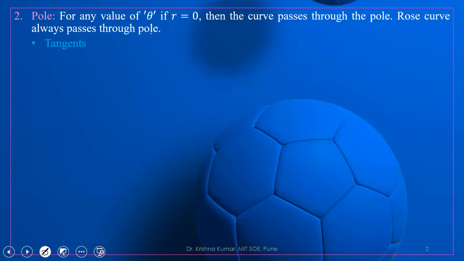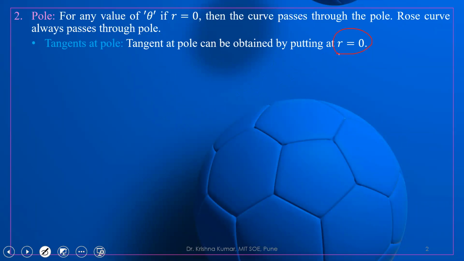It is very important. Tangent at pole, how to find the tangent at pole? The tangent at pole can be obtained by putting r equal to 0. So if you want to find the tangent of r equal to a cos 2 theta, we put r equal to 0. So a cos 2 theta equal to 0. a will not be 0, so cos 2 theta equal to 0.